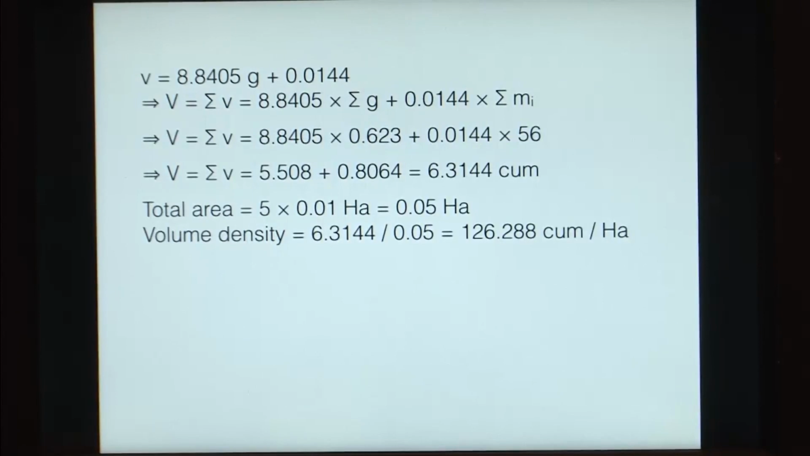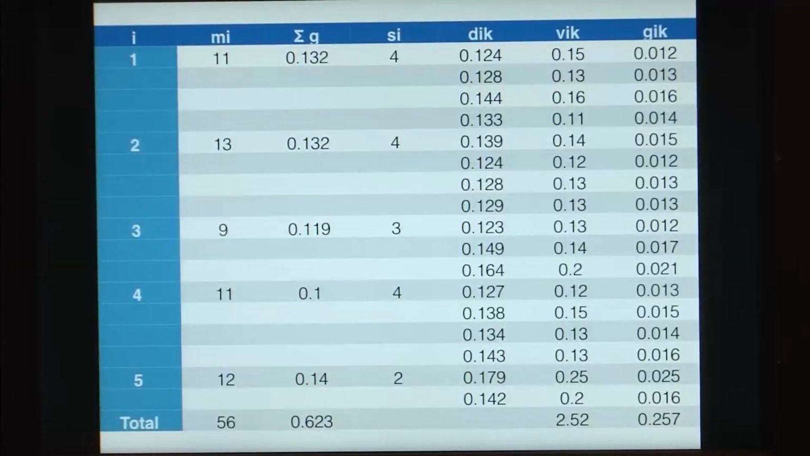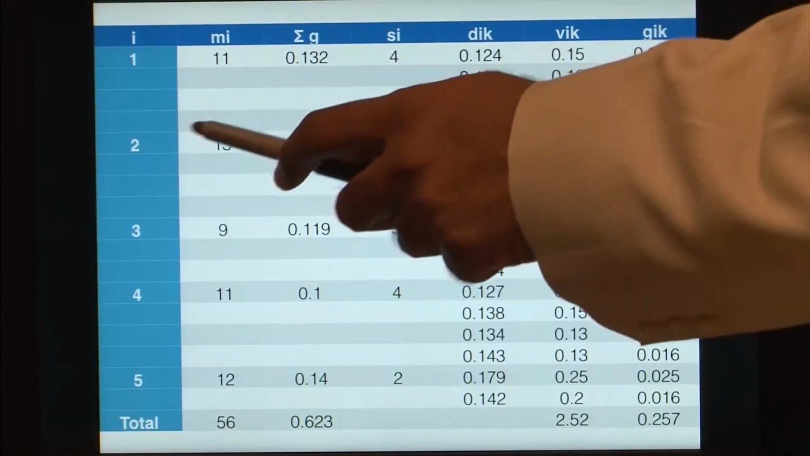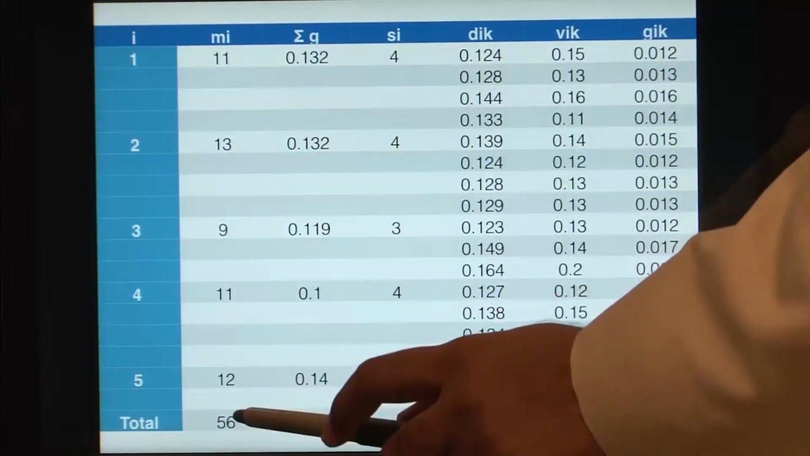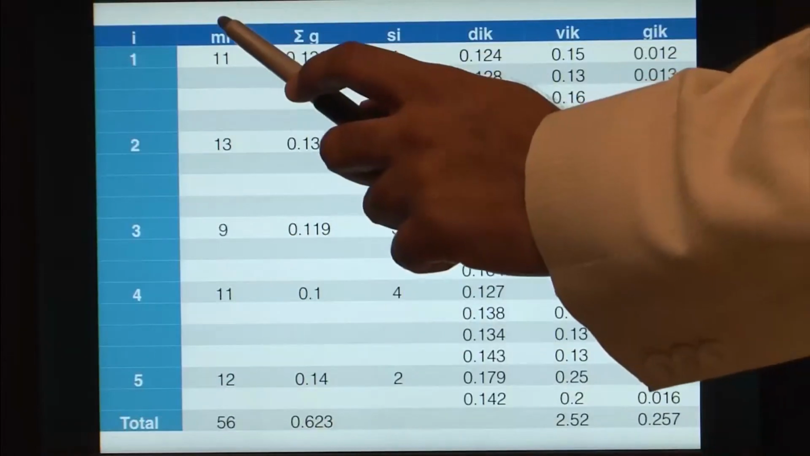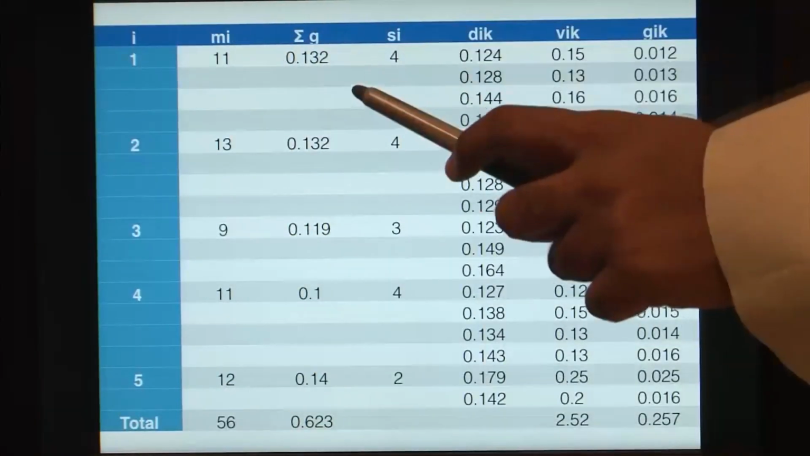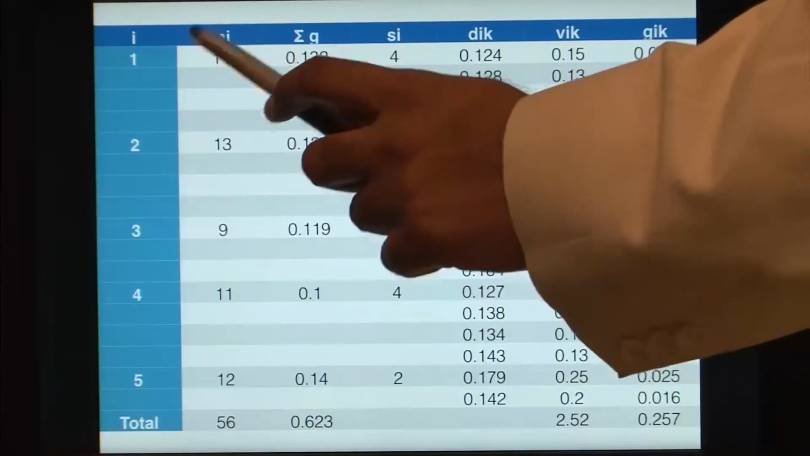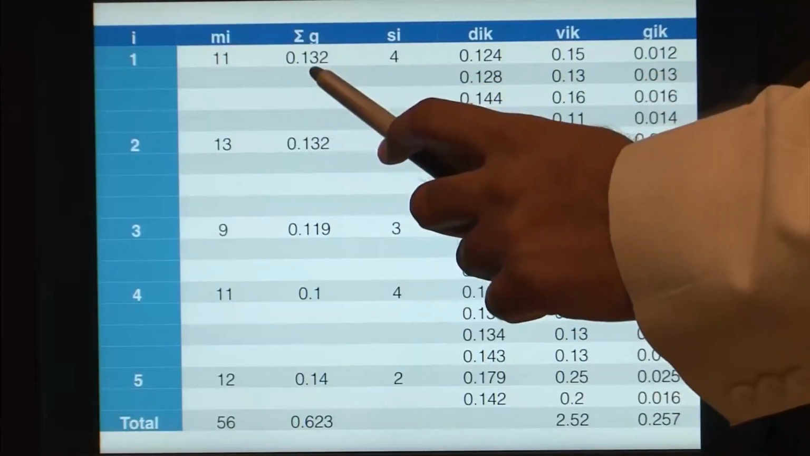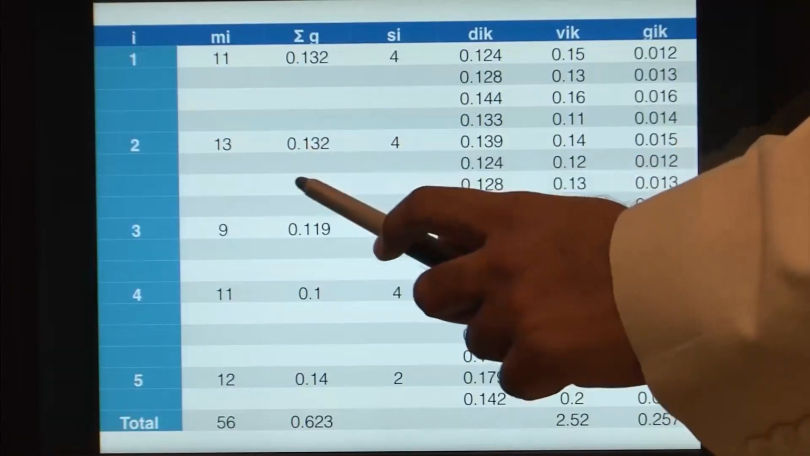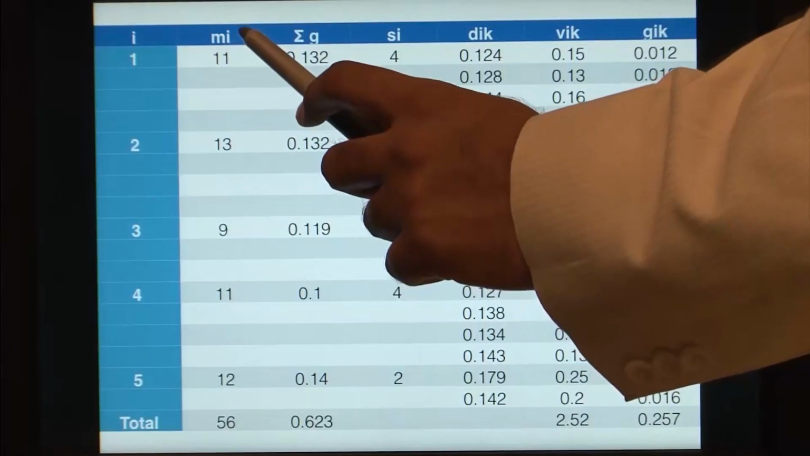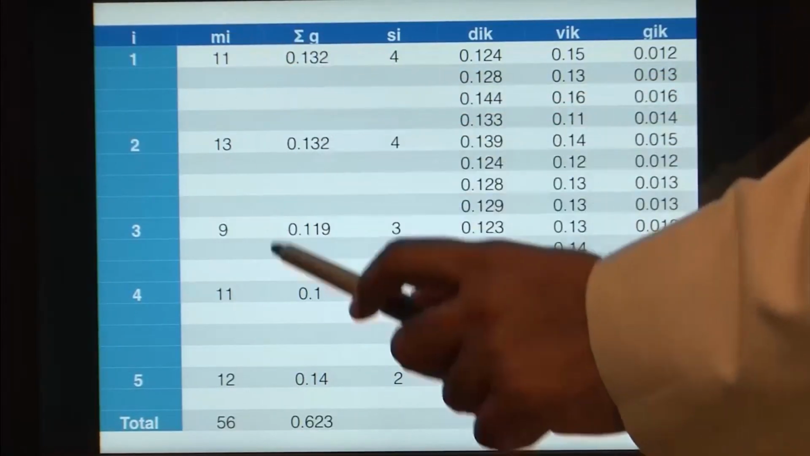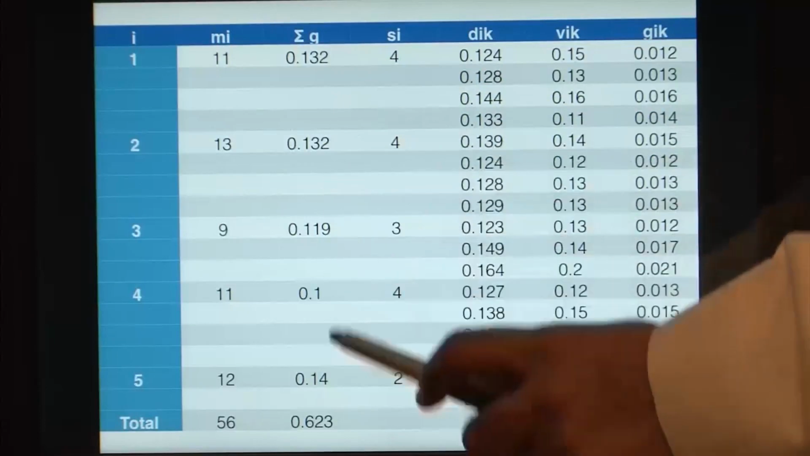Now, if we look back at the question, in the question here we were given the number of trees. So, in the first sample plot we have 11 trees, in the second sample plot we have 13 trees and so on. So, we can find out the total number of trees by adding up all these trees. Similarly, we are given that for these 11 trees the total basal area is 0.132, for these 13 trees it is again 0.132, for these 9 trees it is 0.119. So, if we compute the total basal area for all of these trees, we will get it by the sum of these values.